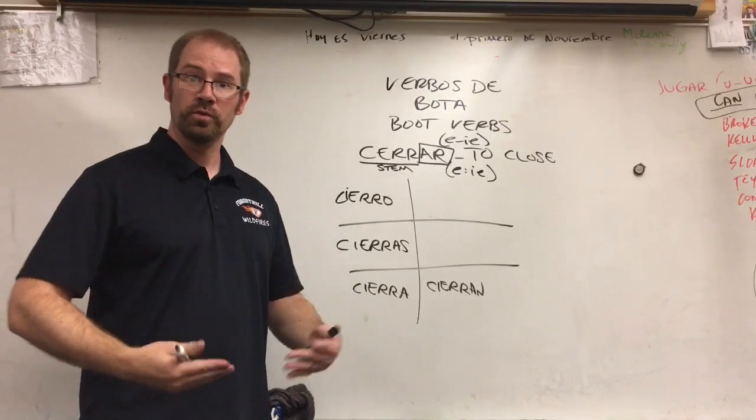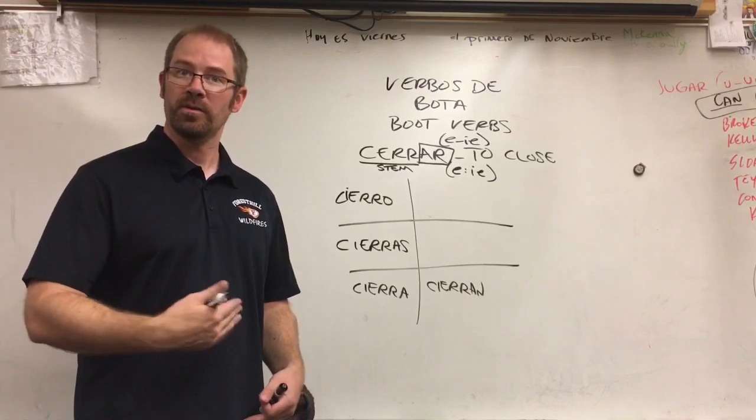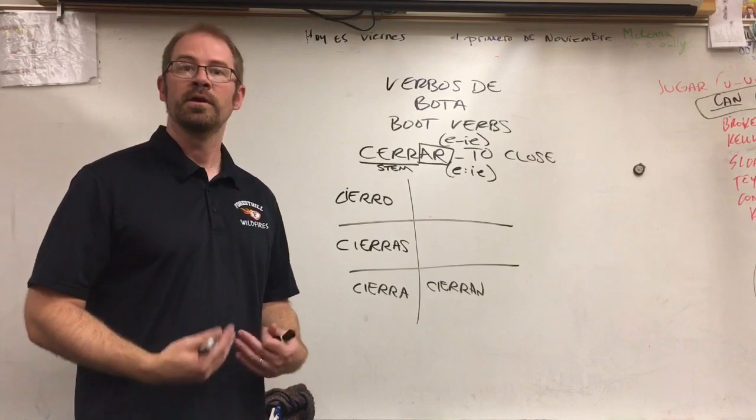Okay, then you got the tú form is cierras, the he, she form, cierra or usted. And then the bottom right one, we got ellos, ellas, ustedes for they or you, plural, cierran.